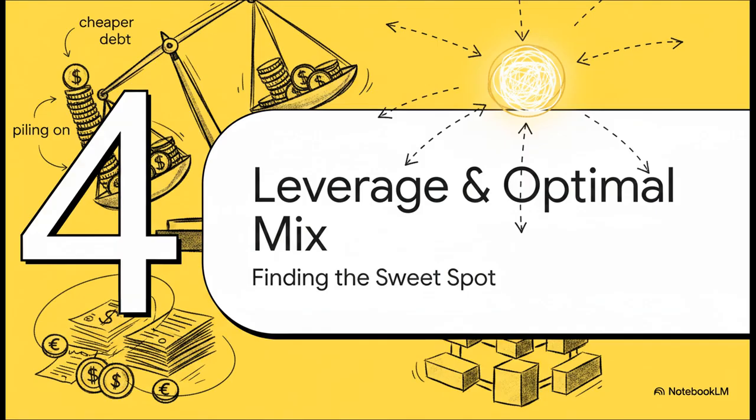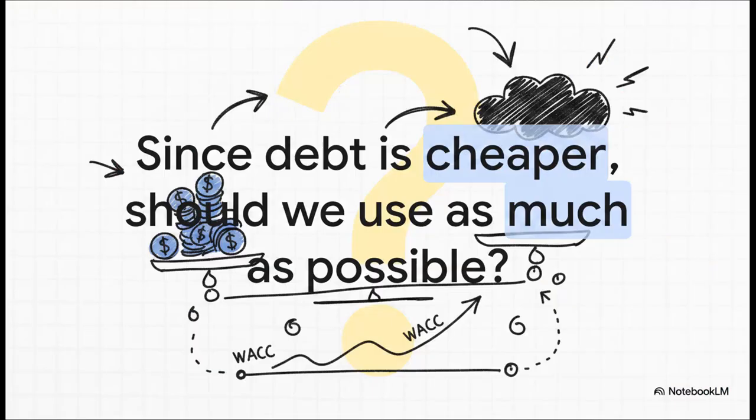Let's explore how leverage, which is just a fancy word for using debt, affects it. I mean, since debt is cheaper, it seems like a no-brainer to just use as much of it as possible, right? But is it really that simple? This is the million-dollar question that gets us to the whole idea of an optimal capital structure. Yeah, on the surface, swapping out that expensive equity for cheaper, tax-deductible debt looks like a total win. But like most things in finance, there's a catch. And that catch is risk.